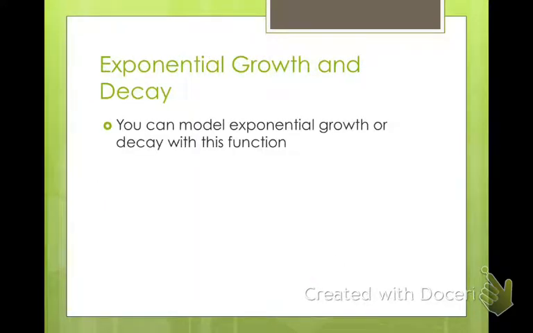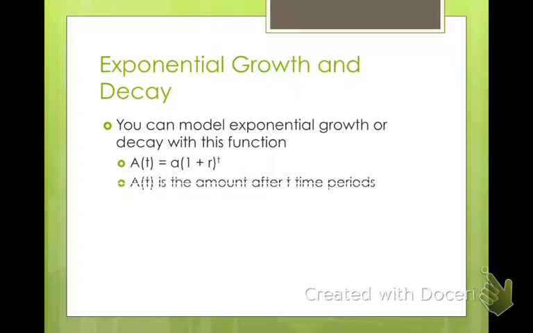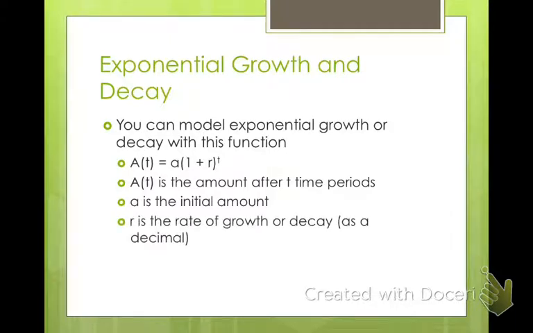Okay, you can model exponential growth or decay with this function. A of t equals a times 1 plus your rate raised to the power of t. So this is when we're talking about time. So after t periods, so whether it's minutes, seconds, hours, years, depending on what your information is, a is your initial amount. So a lot of times these are used with cells, like cells are growing at a constant rate, or due to medicine, cells are dying at a constant rate, or cancerous cells or whatever. So that's our initial amount. And r is the rate, and we always write the rate as a decimal.